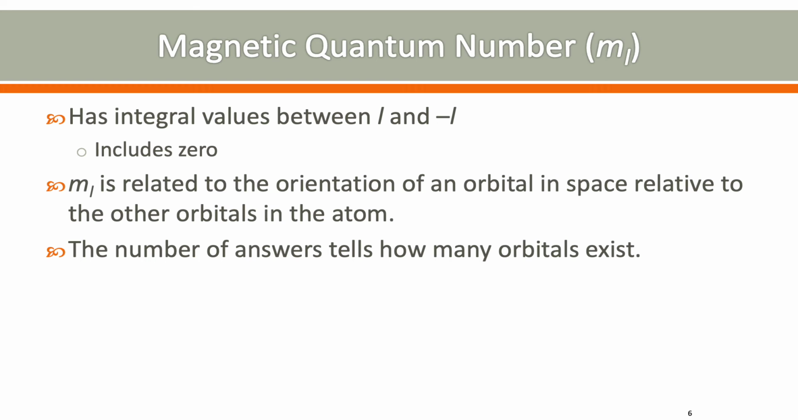The magnetic quantum number m sub L has integral values between L and negative L, which includes 0. m sub L is related to the orientation of an orbital in space relative to the other orbitals in the atom. More importantly, the number of values tells how many orbitals exist.